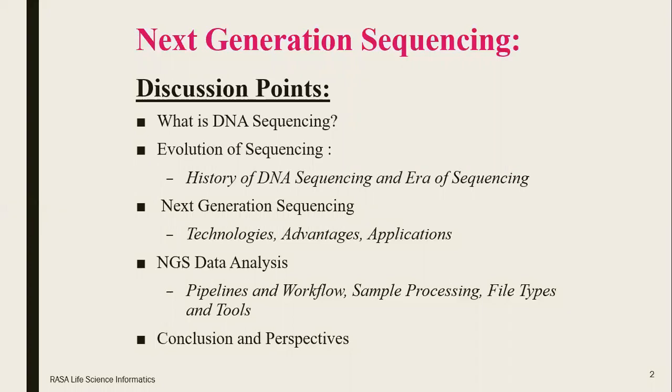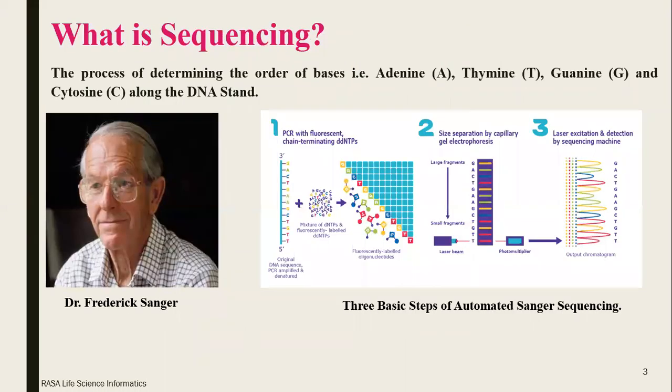Okay, so now let's move to the next slide, that is DNA sequencing. Now, DNA sequencing is to figure out the order of DNA nucleotides or the bases, which we call adenine, thymine, guanine, cytosine in a genome that makes up an organism's DNA.